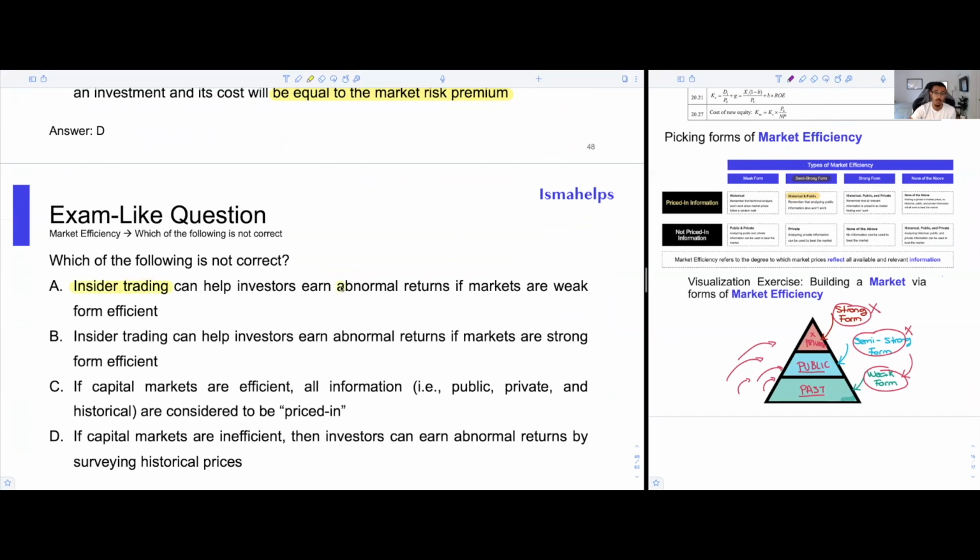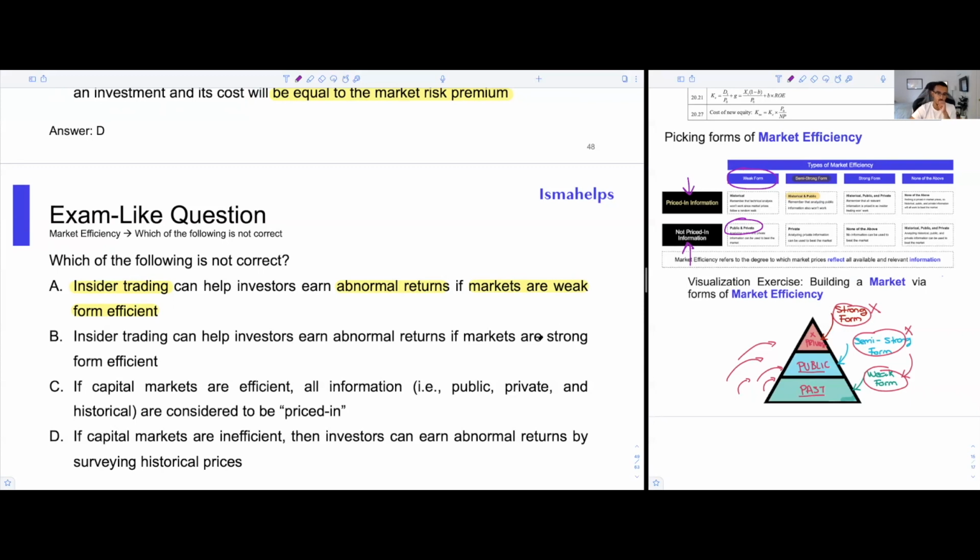earn abnormal returns if markets are weak form efficient. Now we've literally highlighted the word weak form efficient. So all you've got to do is go to your framework and look for weak form. You can look at what information is priced in, so the information that investors could not use to yield abnormal returns, and what information is not priced in, so the information that investors can use to yield abnormal returns. And you notice that public and private information can be used to get an alpha.